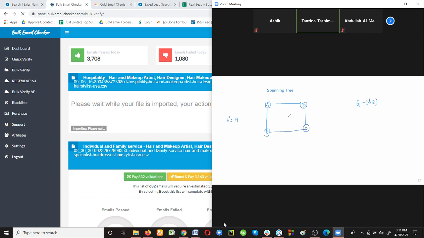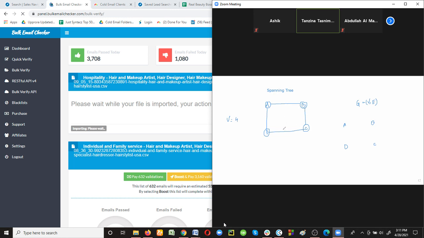A spanning tree is a subgraph where all the nodes will be the same. Suppose this is our spanning tree. This is initially empty. So we can take all the nodes from this graph. The graph has 4 nodes, and we can have exactly these 4 nodes in the spanning tree. But one difference is that in this spanning tree, the number of edges will be less than in this graph.